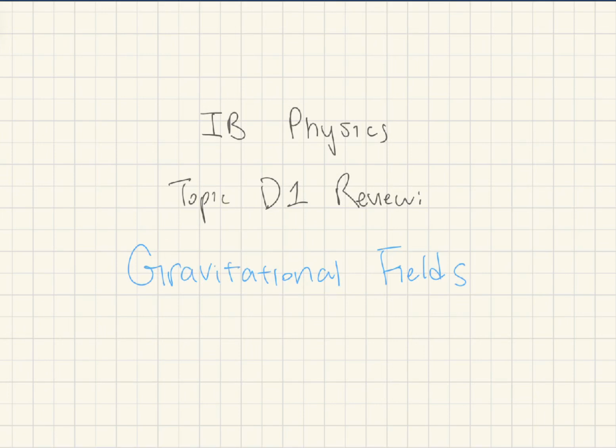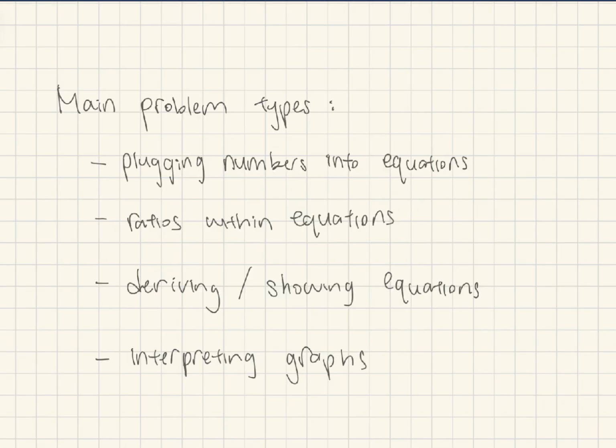So this is topic D1 review for IB Physics on gravitational fields. Let's start with the main problem types that we'll see. First are plugging real numbers into equations, and next are ratios within equations. They won't give you real numbers, and you'll explore how changing one variable affects others.